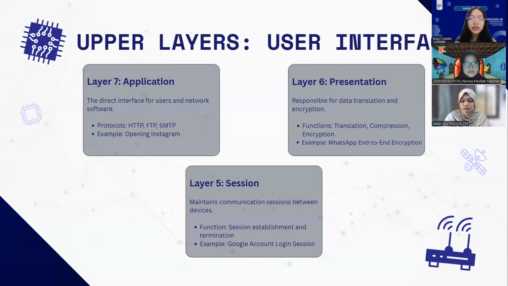Let's start with the top three layers of the OSI model. So, the first one is the application layer, which is the layer that directly interacts with users. Whenever we open applications such as Instagram, YouTube, or a web browser, protocols like HTTP and HTTPS are used at this layer. Also, it uses FTP and SMTP as protocols.